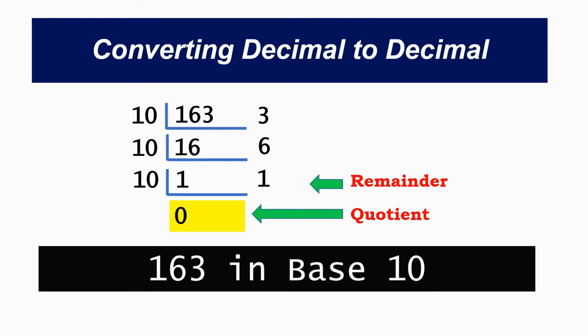So now if we check these digits, 1, 6, 3. Obviously 163 in base 10 equals 163 in base 10. Nothing new here, but we understood the process. In the first step, we filtered out the units place of the number. In the second step, we took out the tens place, that is 10 to the power 1. And in the last step, we took out the hundreds place, that is 10 to the power 2. That is the idea I wanted to show in this conversion.